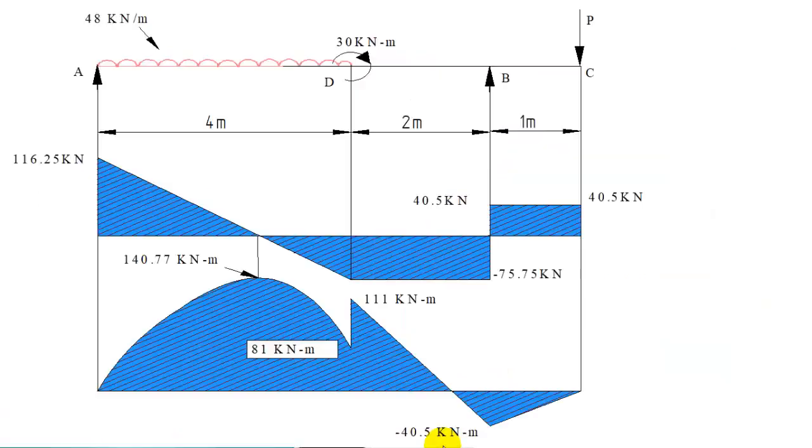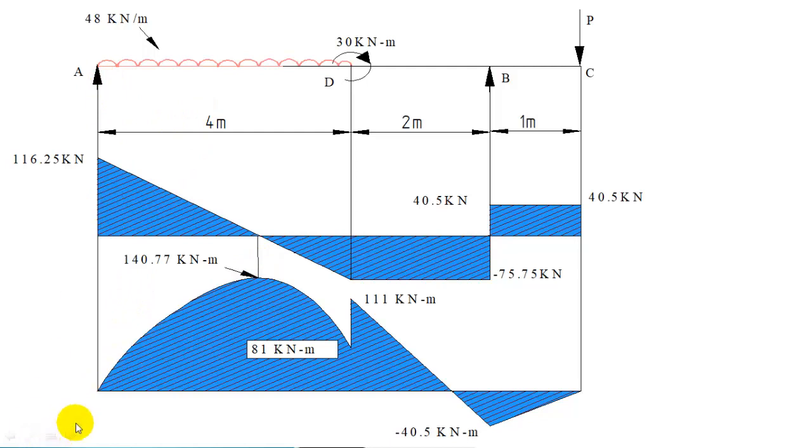Now let us plot the bending moment curve. Shear force diagram I already explained. Now bending moment you should plot. In the section AD, the bending moment variation is parabolic with a peak coming corresponding to this point. So that is at a distance of 2.422 meter and the peak is coming. So you should show parabolic variation.